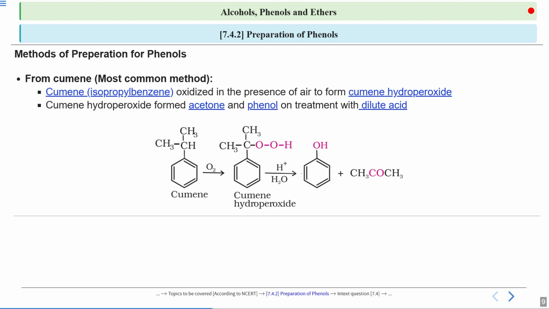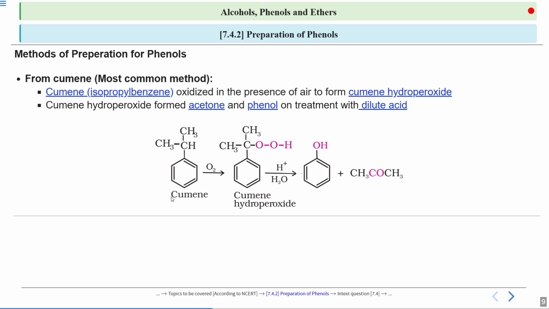Now, look, this is the process. First, we are taking cumene. So, how from a benzene will you get cumene? You must have studied it in class 11, that when you take a benzene and react it with propene in the presence of AlCl3, then you get cumene. You take benzene and a propene group, and in the presence of AlCl3, you will see cumene is formed. That is, this is an isopropyl group. This carbon is further attached to two methyl groups. So then you will get cumene.